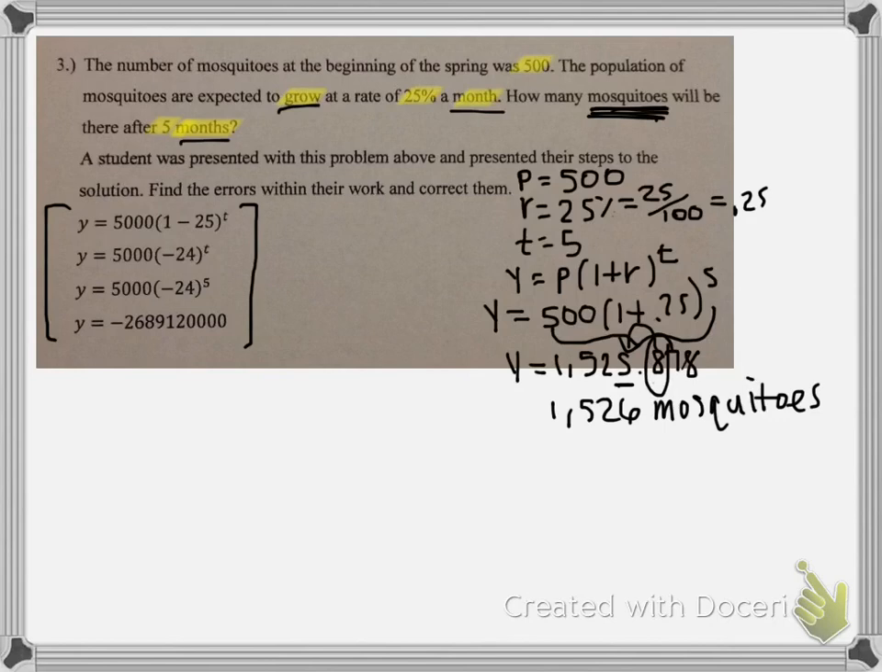Alright, so since we have solved it on this side, we're going to look at what the student did on this left side over here and compare it to what we did. Alright, so off the bat, I see that we have the P as 500, but they have the P as 5,000, so that's an issue. I also see that we have 0.25, and they have just 25, so they did not convert it. I also see that we have an addition because we talked about growth, but they have subtraction, so they're doing the decay function.